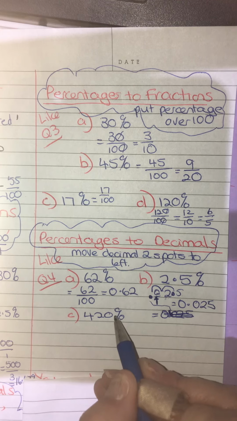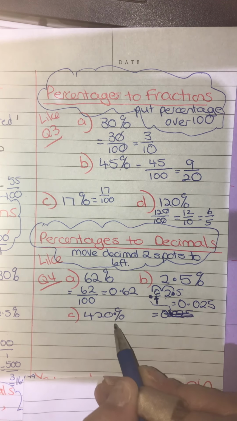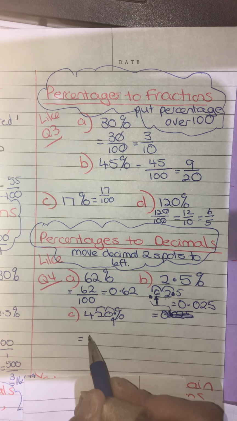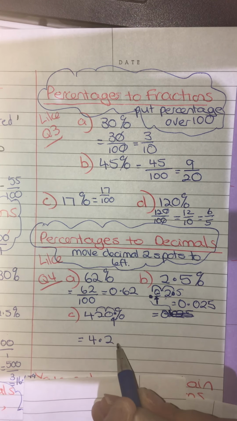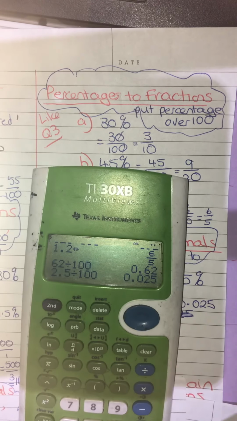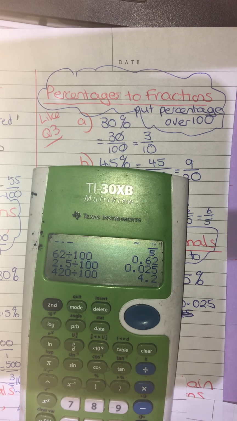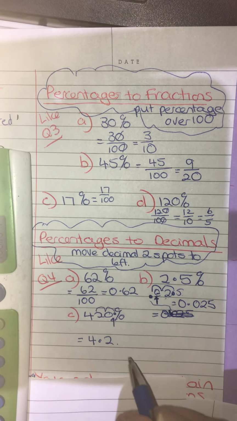All right, 2 spots to the left. This is our decimal place in here. It's the whole number, 1, 2. Your answer should be 4.2 as a decimal, but let's check it out. 420 divided by 100 equals, look at that, 4.2.